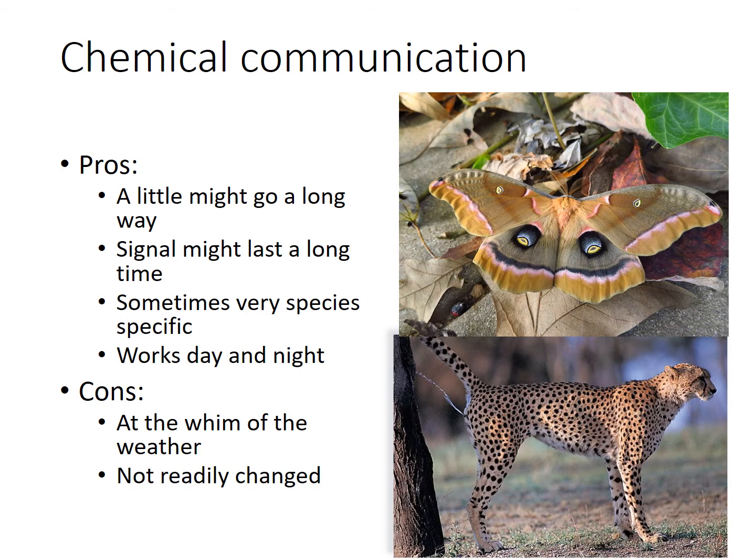Another potential detriment to these chemical cues is that they might not be readily changed. So you might not have much complexity or much capacity to actually send out different signals if you've just got one or two chemicals produced. Ants actually get around this a little bit by having several glands that produce different pheromones that mean different things in different concentrations.